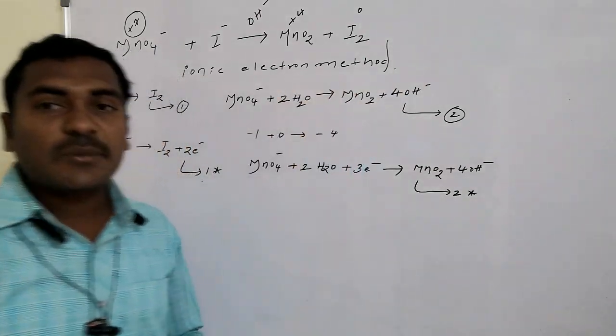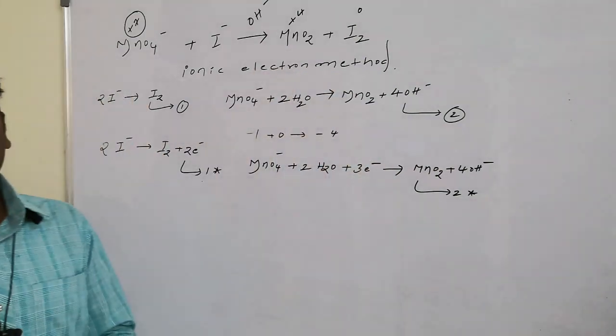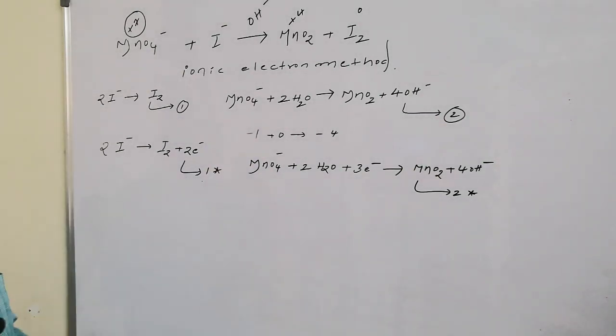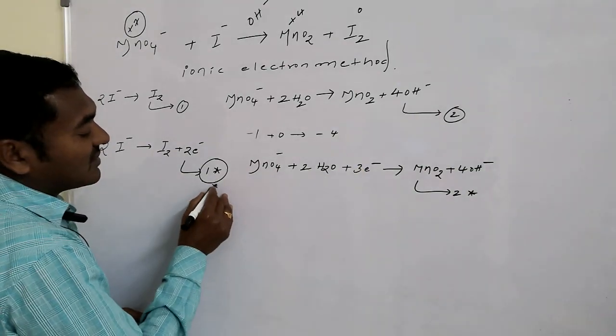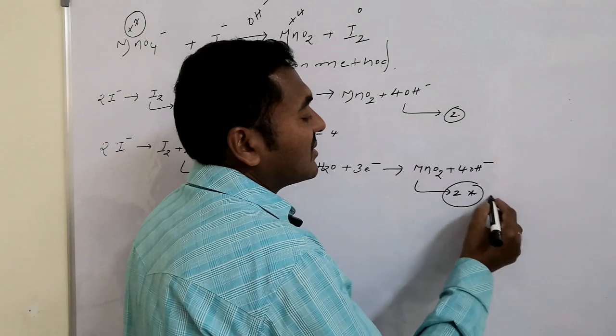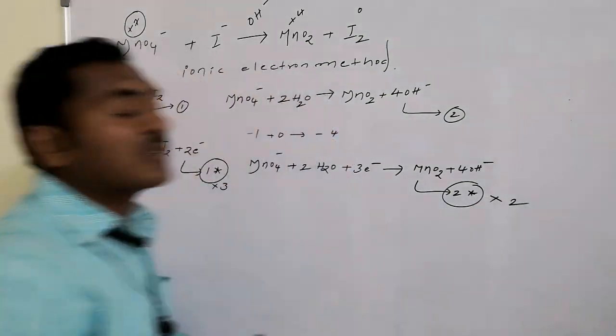2 is balanced in terms of atoms, and 2 star is balanced not only in terms of atoms but also in terms of number of electrons. This is in order to maintain the law of conservation of electrons. Whatever 1 star is there, here the number of electrons is 3, so we are multiplying it with 3, and whatever 2 star is there, the number of electrons involved is 2, and we are multiplying with 2.